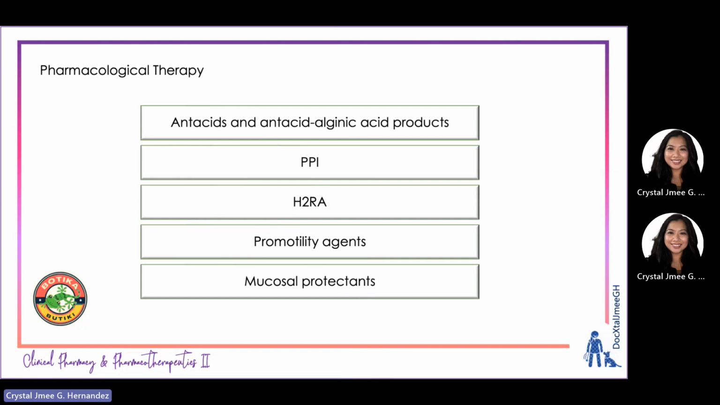So these are again the different pharmacological options. You have discussed this already in your pharmacology, so I'm giving you the opportunity to read in our references and evaluate the highlights on this part.